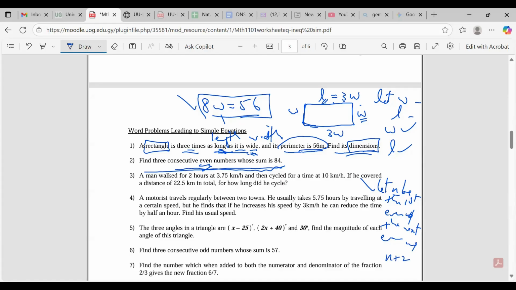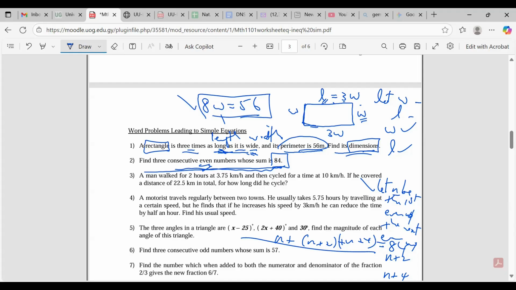And what do you think the next one will be? N plus 4. And they tell you a piece of information that the sum of these even numbers is 84. So n plus n plus 2 plus n plus 4 will be 84. And you have a simple equation to solve.